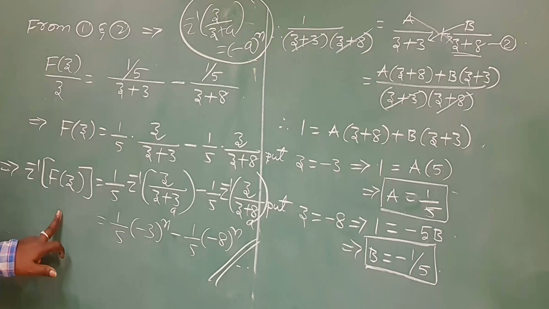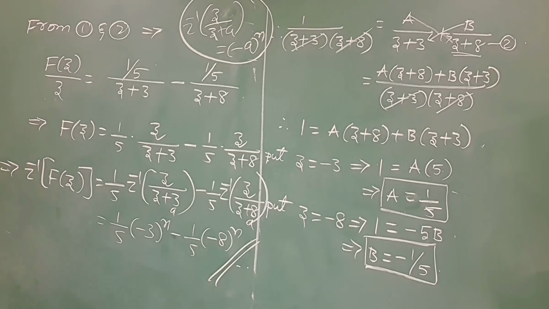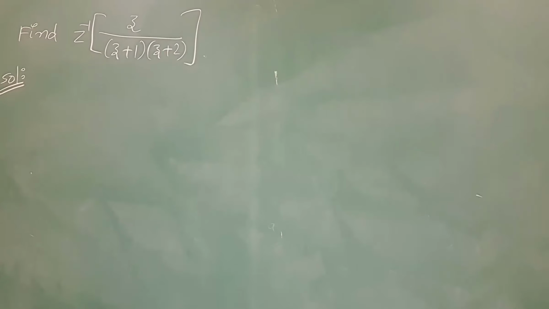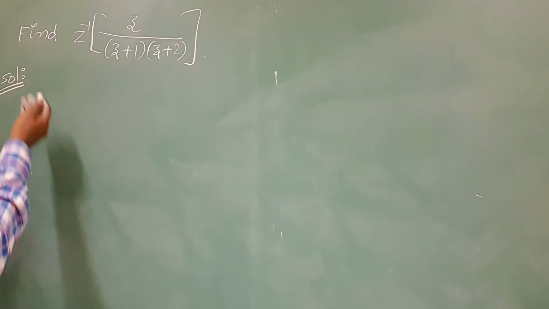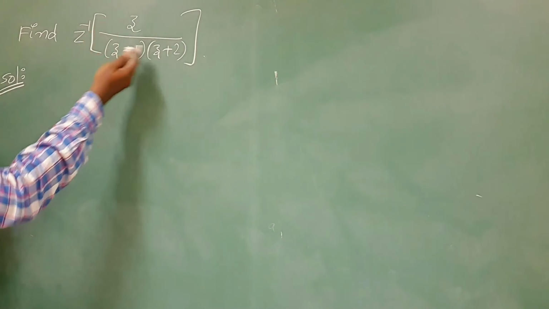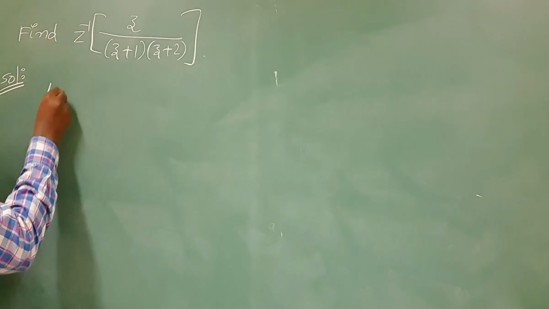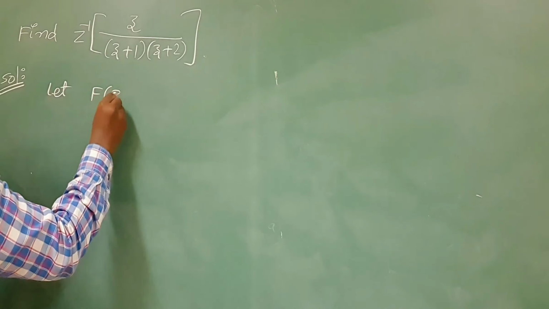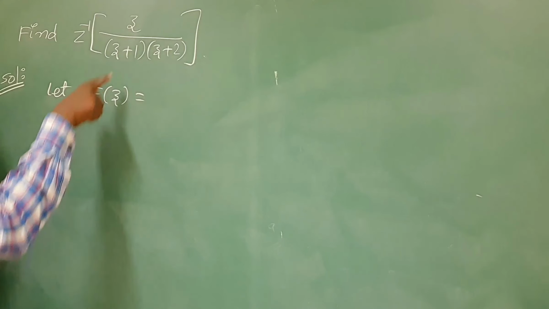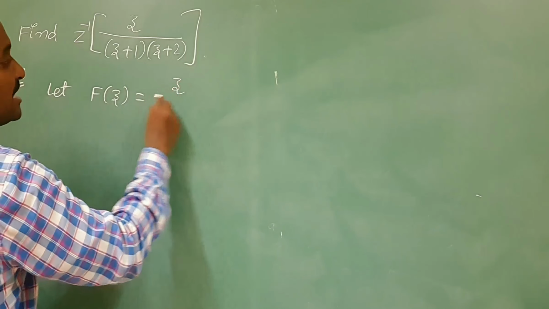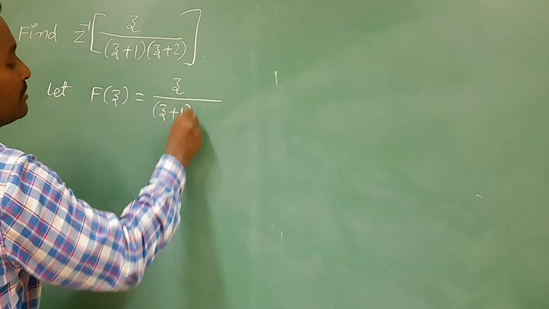I will give some more examples here. Please listen carefully. See the next example. Find Z inverse of z by z plus 1 into z plus 2. Let us represent the given function with f of z. F of z is nothing but a function in terms of z: z by z plus 1 into z plus 2.